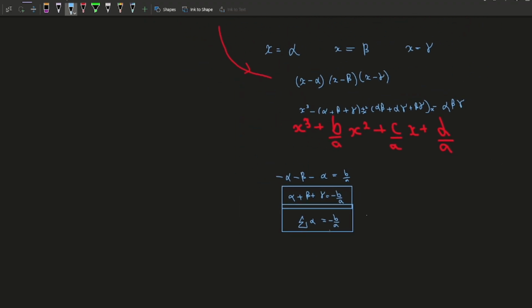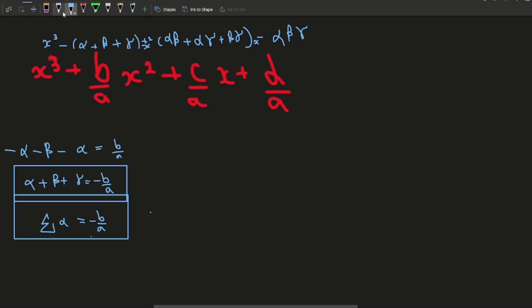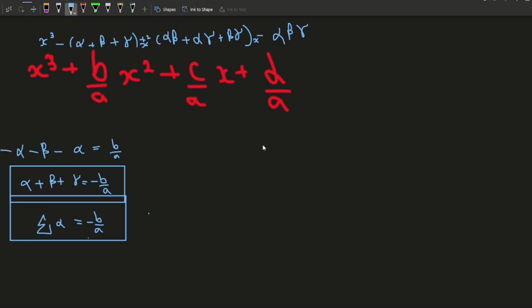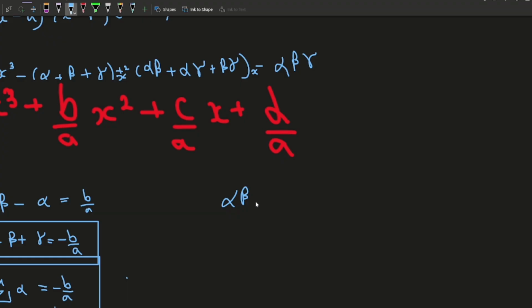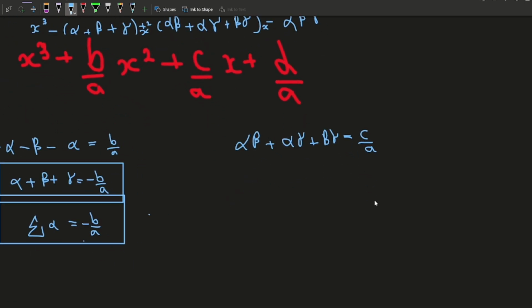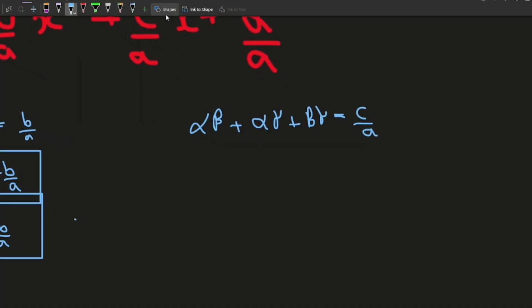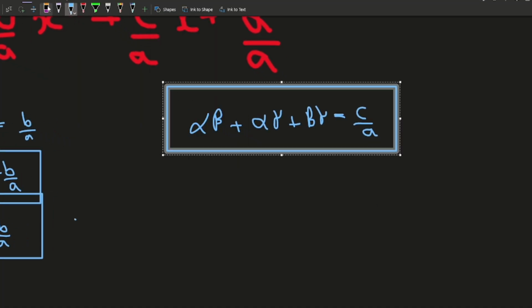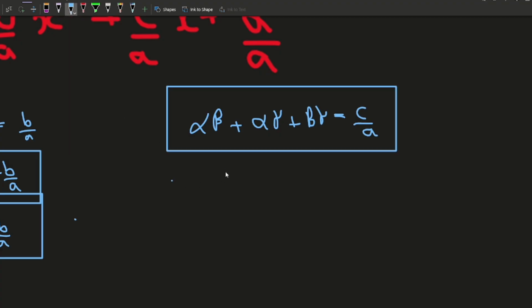Okay, now let's compare our second one. So alpha beta plus alpha gamma plus beta gamma is equal to c over a. So this is our second Vieta's formula. We can also write this as sigma alpha beta, as we learned in the last class, is equal to c over a.